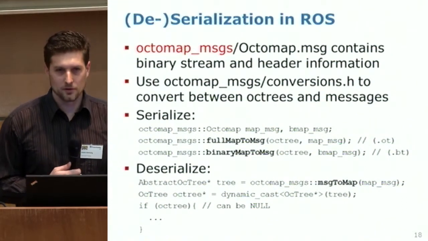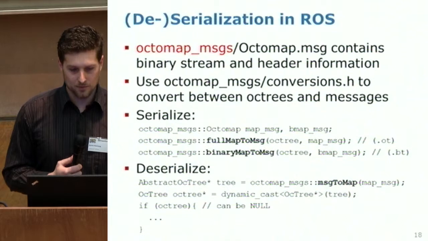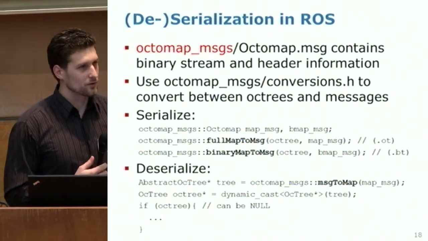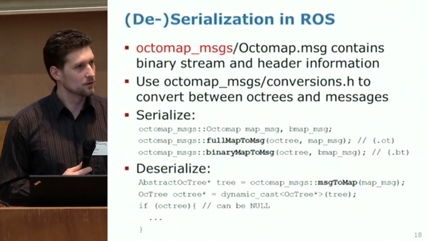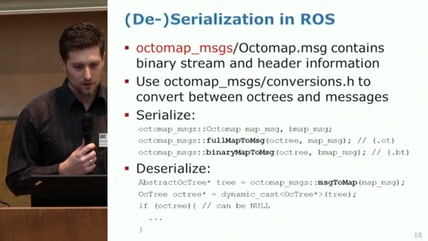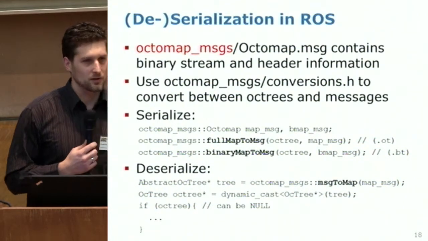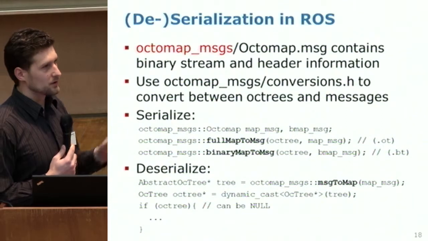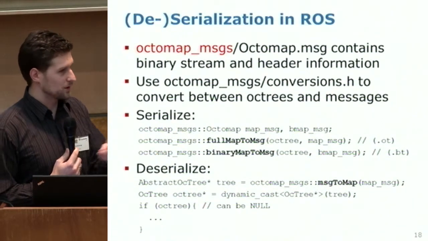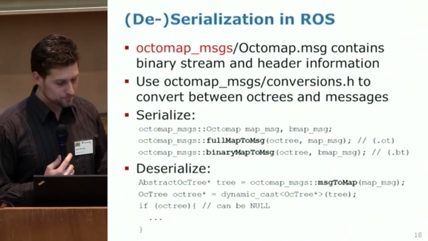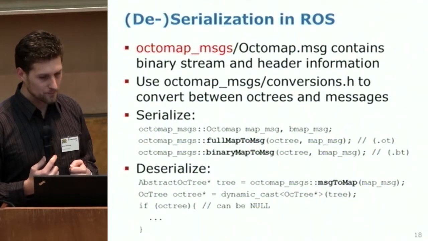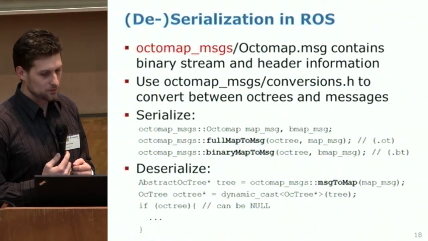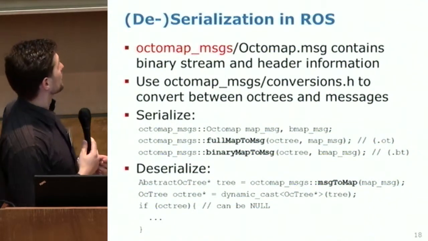So since we're all interested in ROS here, we have a couple of convenience and helper functions to make this easier in the case of using ROS. We have the OctoMap messages package. There's an OctoMap message in there that you can use to send around Octrees between different nodes in your ROS system. And to serialize and deserialize, there's a conversions.h.